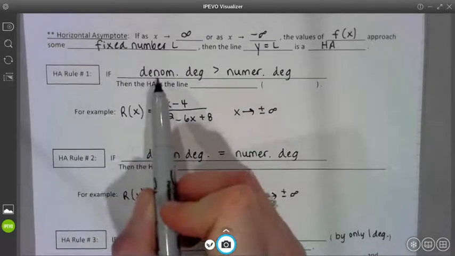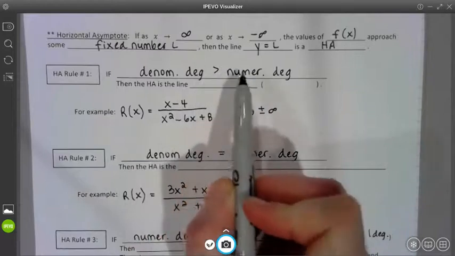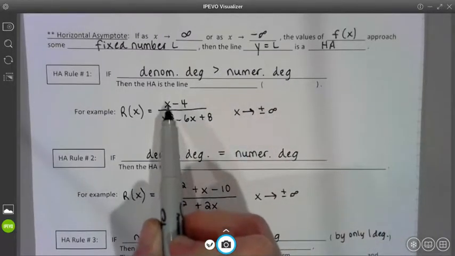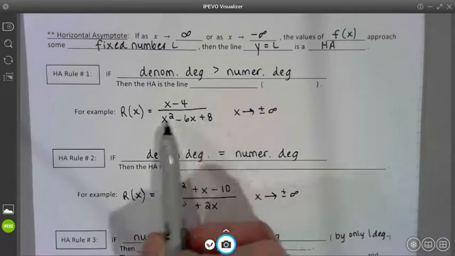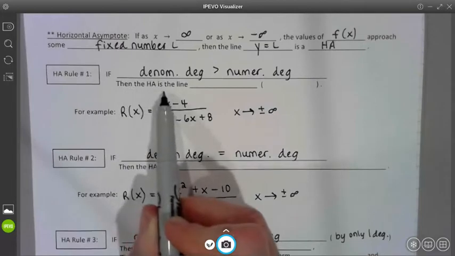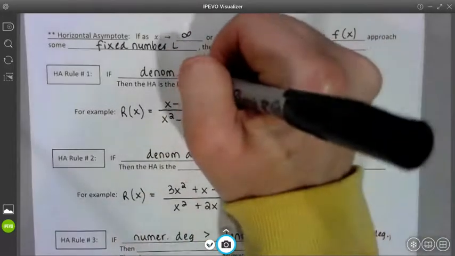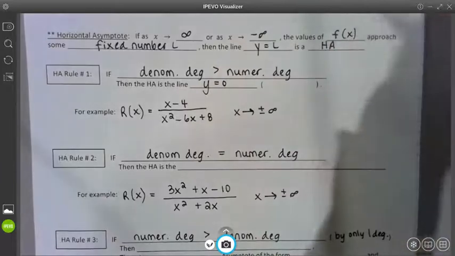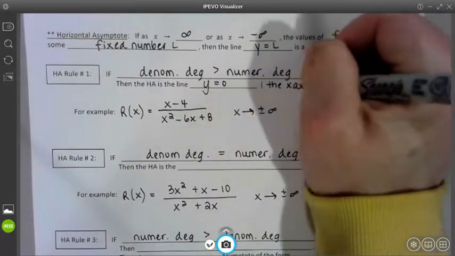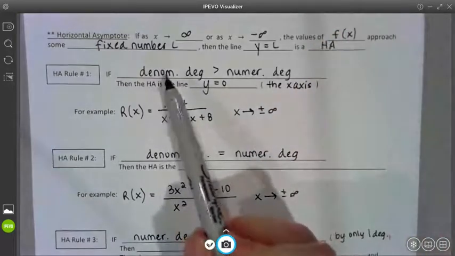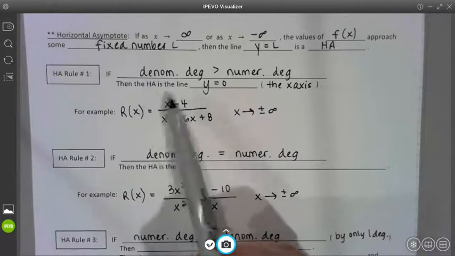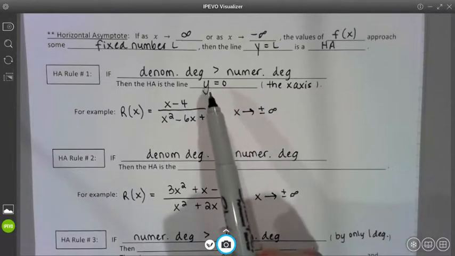If the denominator degree is bigger than the numerator's degree, like here, right? This is a degree 2 polynomial. This is a degree 1 polynomial. So if the bottom degree is bigger than the numerator's degree, then the horizontal asymptote is always the line y equals 0, which is essentially the x-axis. Okay. Well, why? Why, when the denominator's degree is bigger than the numerator degree, does the horizontal asymptote become the line y equals 0? Well, think about it.